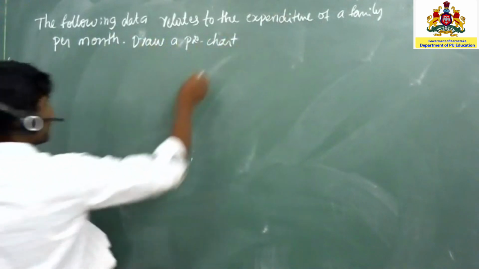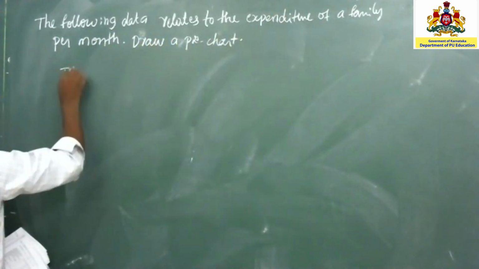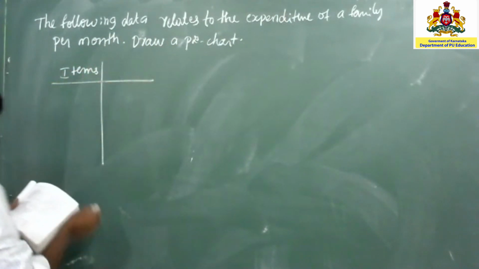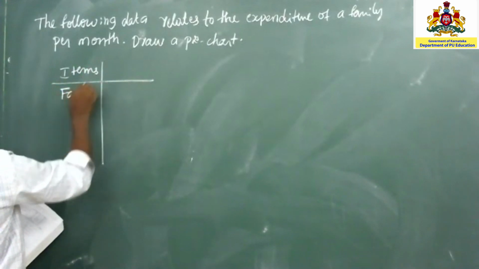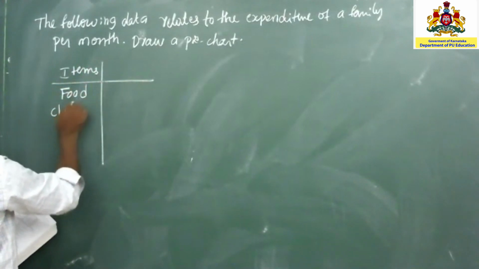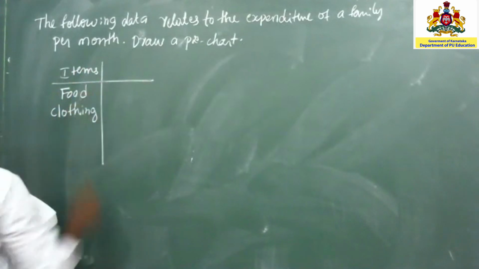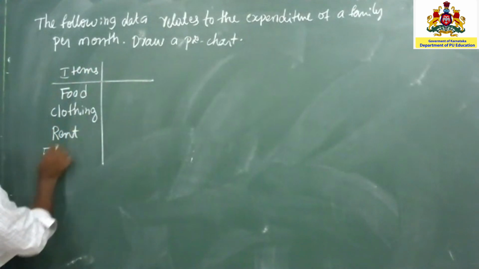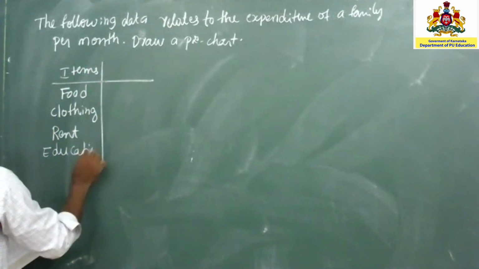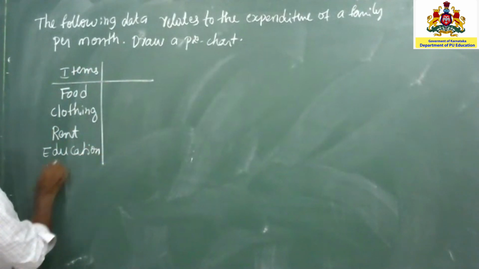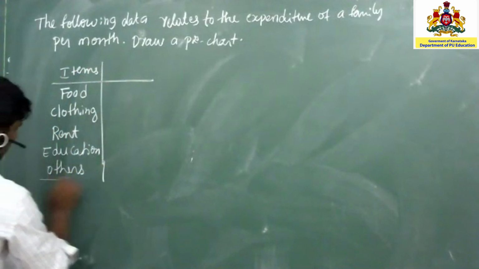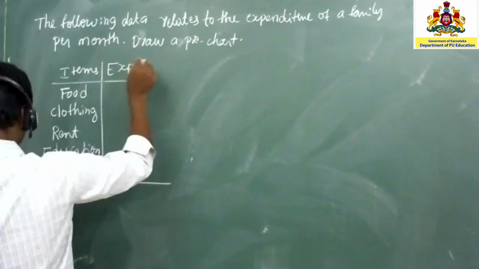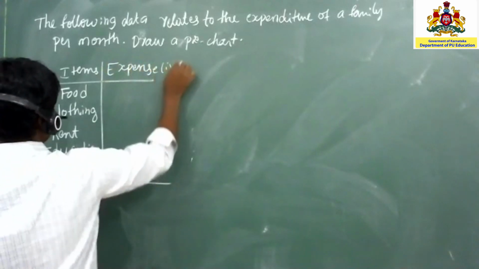So the given data is: items. Items here are given: food, clothing, the next one is rent, the next one is education, and the next one is others. Here the expense in rupees.